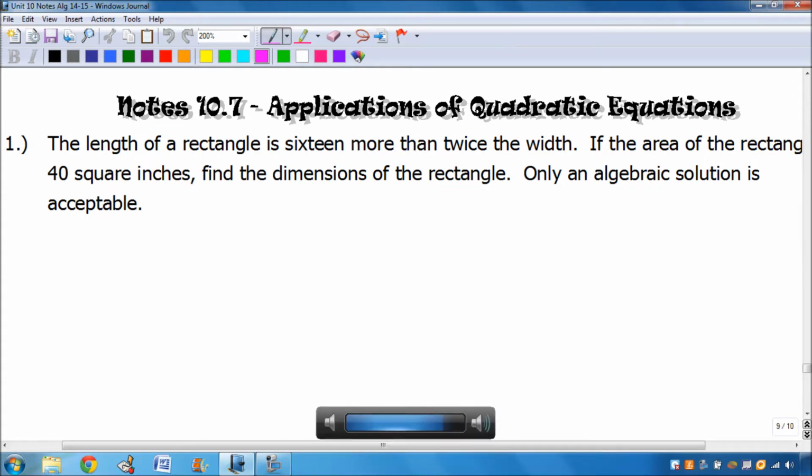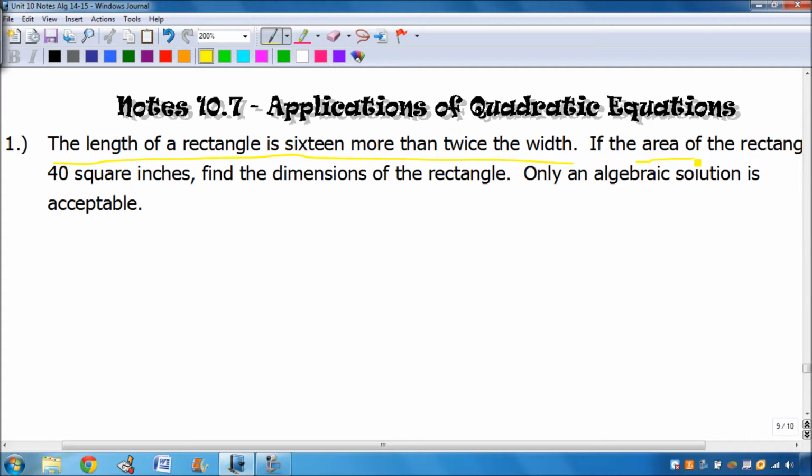Now remember, you always need to underline key information. So we're going to say the length of a rectangle is 16 more than twice the width. All right, and then it says that the area of the rectangle is 40 square inches, and we need to find the dimensions of the rectangle. So this is what we need to figure out. Only an algebraic solution is acceptable.